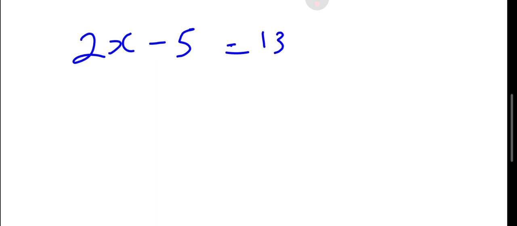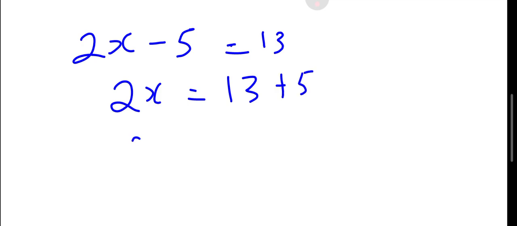So we pass negative 5 to the other side. When negative 5 passes, it becomes positive. You simplify this, you get 13 plus 5 is 18. Still, x is not standing alone. x is paired with 2. So what you do is divide both sides of the equation by 2.